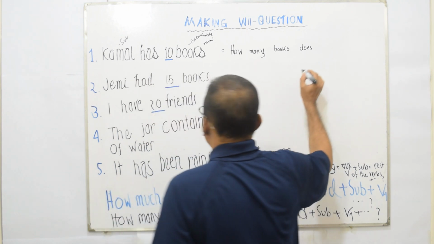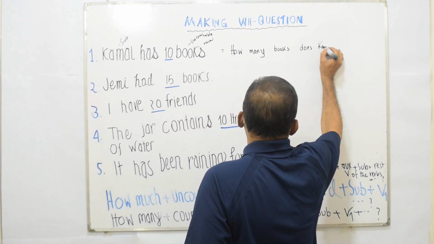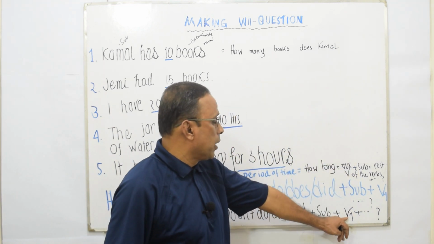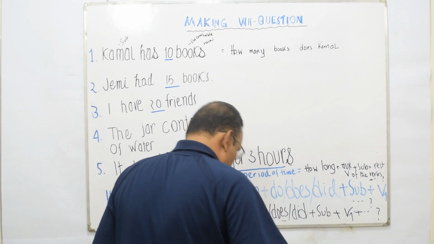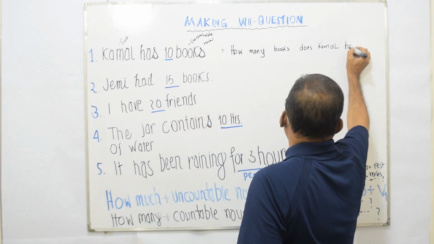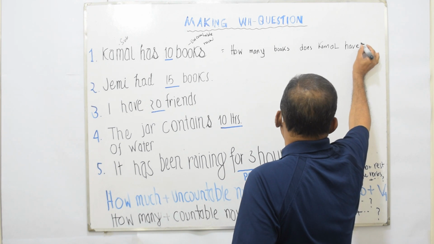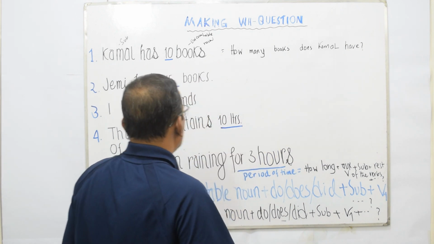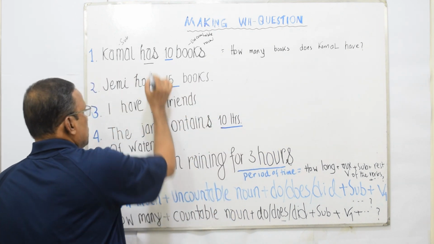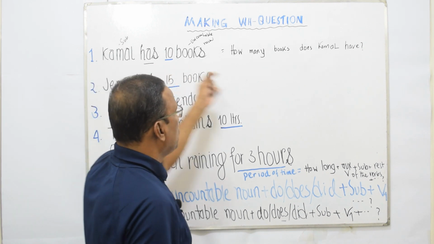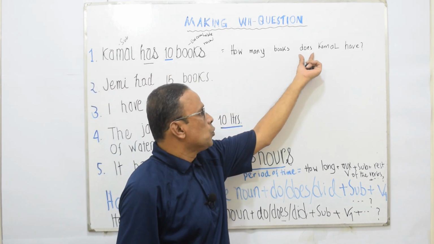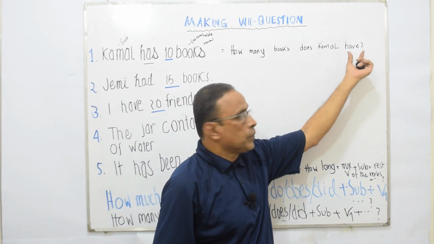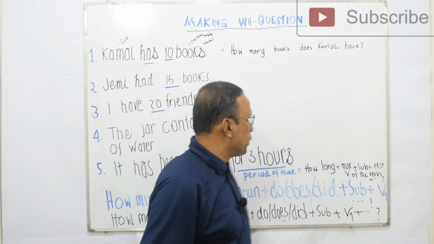So, how many books does Kamal? Then at the end, we have the verb in present form. In this sentence, this is the main verb and this is the auxiliary verb. So we cannot use the verb which has one S at the end, because when we use the auxiliary verb does, we have to use the base form of the verb, the present form without S.